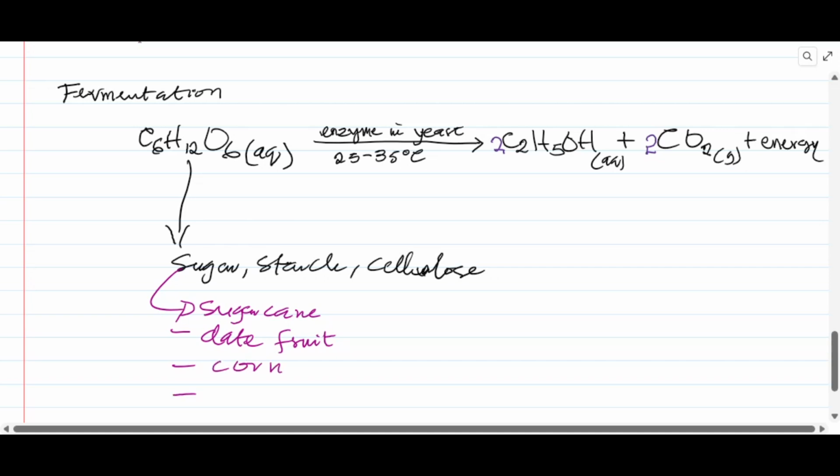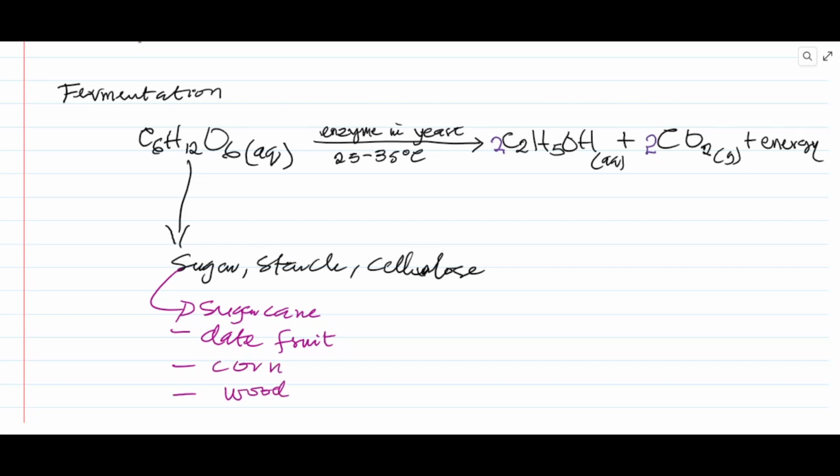It can be made from wood as well. The yeast that catalyzes this reaction stops working when the percentage of ethanol reaches a certain level. If the mixture gets too warm, that is, if the temperature is more than 35 degrees centigrade, the yeast will stop working, and then the reaction will stop.